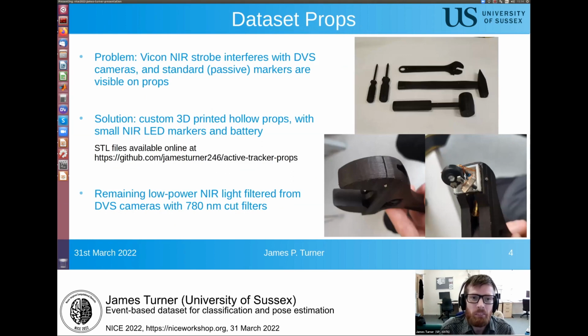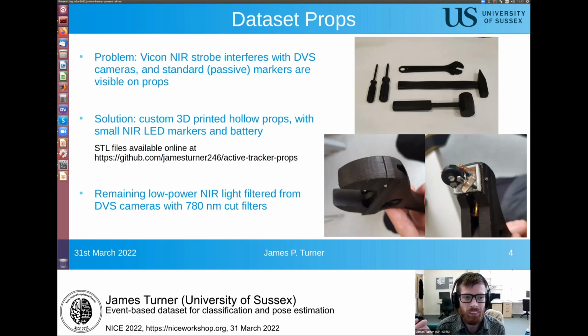One of the problems we've had with using DVS cameras together with the Vicon is how the Vicon 3D tracking system works. It shines an infrared strobe light onto reflective markers, then reads the reflection back and triangulates the position. But the infrared strobe from the Vicon system is picked up by the DVS cameras. It causes a saturated frame, so nothing is visible from the DVS cameras when the Vicon is active.